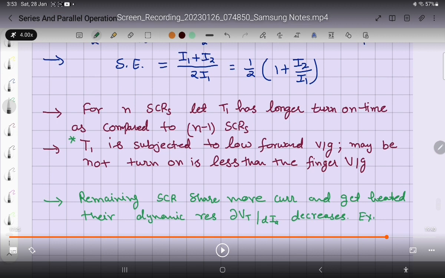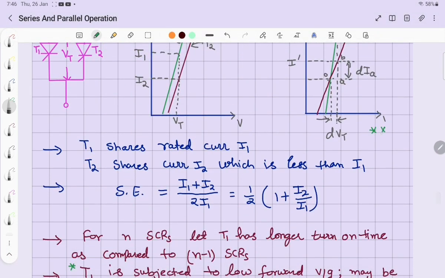T2 has less turn-on time and T1 has longer turn-on time, so T2 gets turned on. The moment T2 turns on, it puts thyristor T1 in reverse bias, or not exactly reverse bias, but a small voltage would appear across thyristor T1 because both are in parallel. If this voltage is less than the finger voltage, it may be possible that T1 does not turn on. Under that situation we must understand this.